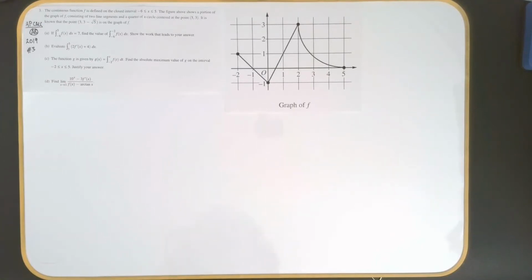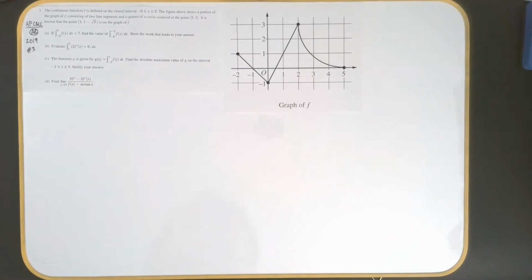What the question says is the continuous function f is defined on the closed interval from -6 to 5. The figure shows a portion of the graph of f consisting of two line segments and a quarter circle centered at the point (5, 3). It is known that the point (5 - √5, 0) is on the graph of f.